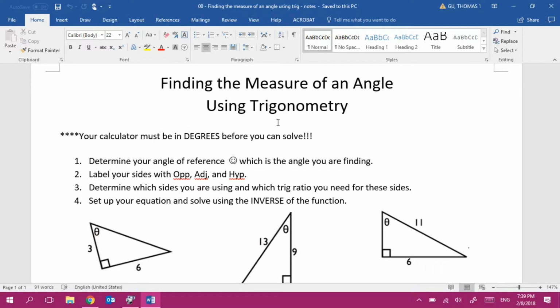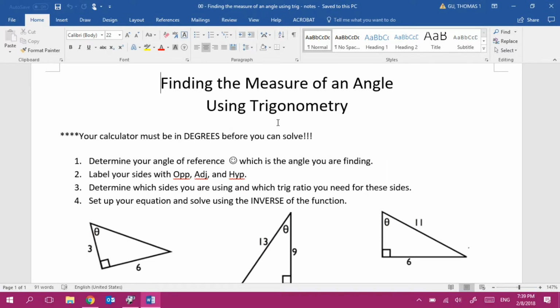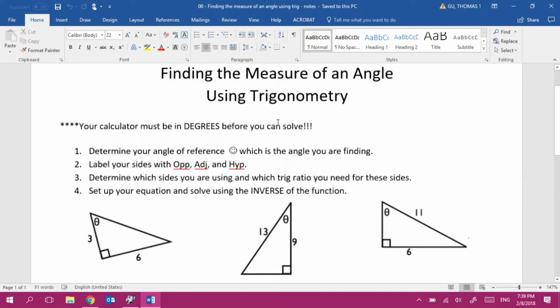And you know what? That's the calculator getting ready to rumble, because we're going to be using it a lot for finding the measure of an angle using trigonometry today in these notes. First of all, make sure your calculator's in degrees before you solve, or else it's not going to work. And let's go through the steps.